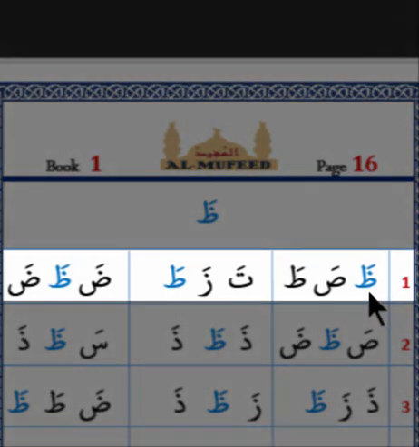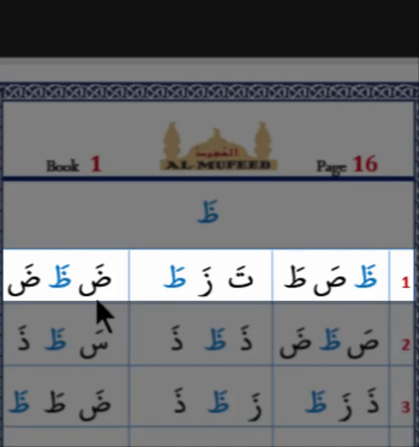First line: va, sa, ta. All three letters are heavy. Va, sa, ta. Notice the echo. Va, sa, ta. Ta, za, ta. Ta, za, ta.